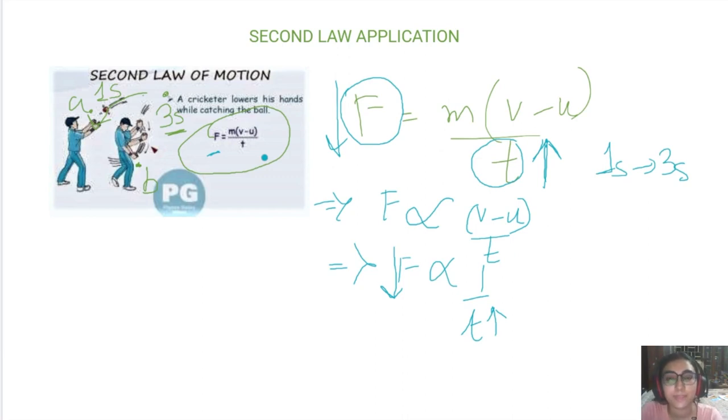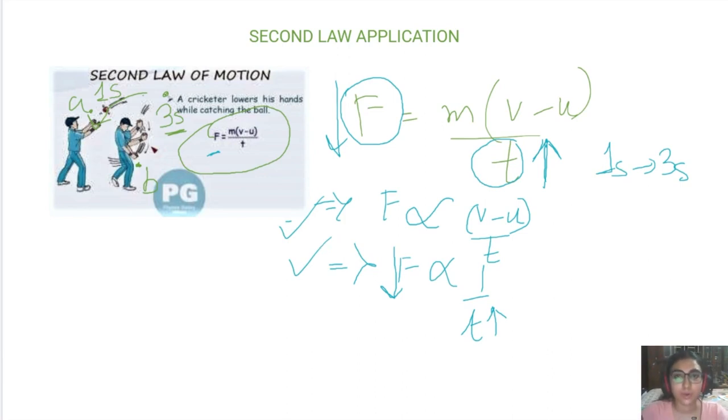So in tests, if you're asked to explain why this happens, you have to write according to the second law of motion, F equals m into (v minus u) by t, or F is inversely proportional to t, and then you can give these two equations and then explain in your own words.